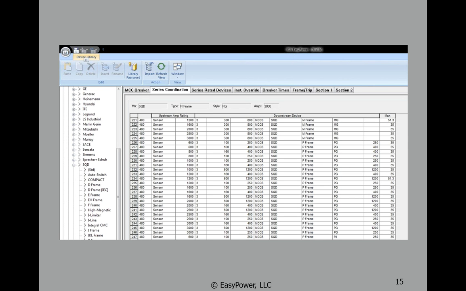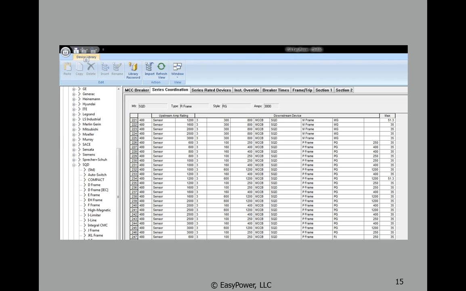This is just a screenshot of what's in the library related to series coordination. This is a Square D type RG breaker. There's a tab called series coordination, and in there are a lot of breakers listed as downstream devices. It says that for a PG breaker, up to 1200 amps, it is going to coordinate up to 35,000 amps of fault current. This is the max value of fault current in kiloamps that this PG breaker downstream will coordinate with the RG upstream. That's by test, or at least that's from the data that we got from the manufacturer.